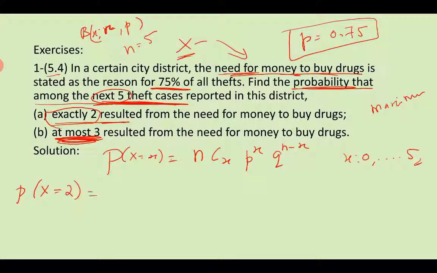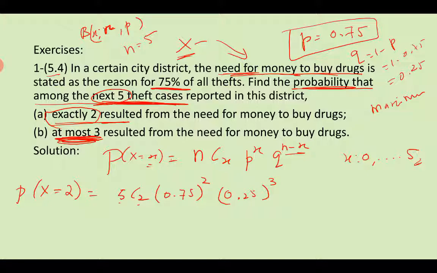Okay, now first one, probability of x is exactly equal to 2. So small x value is 2. N is 5. 5C2, probability of success 0.75 to the power 2, isn't it? And q, if p is 0.75, what is q? Q is 1 minus p, which is 1 minus 0.75, which is 0.25. 0.25 to the power n minus x. N is 5, x is 2. 5 minus 2 is 3.